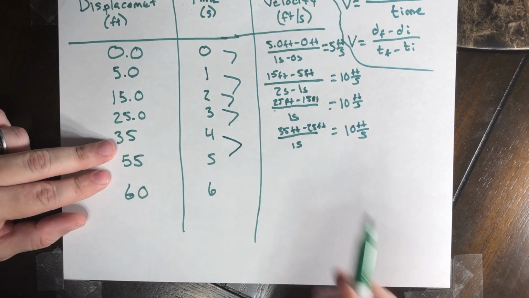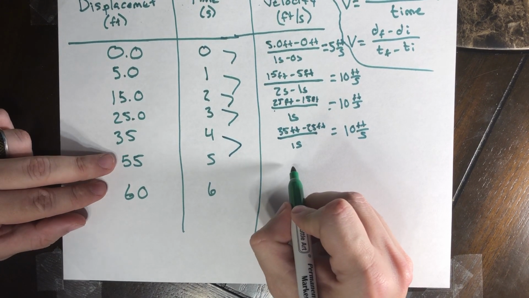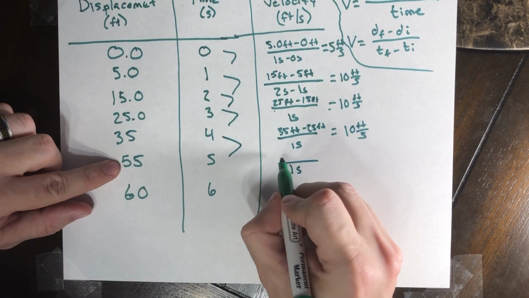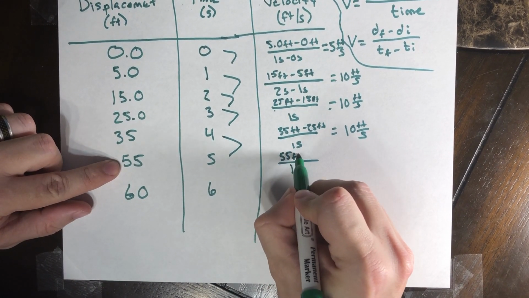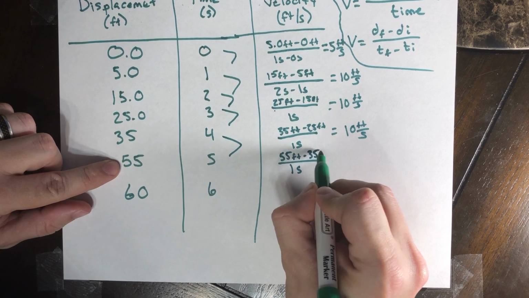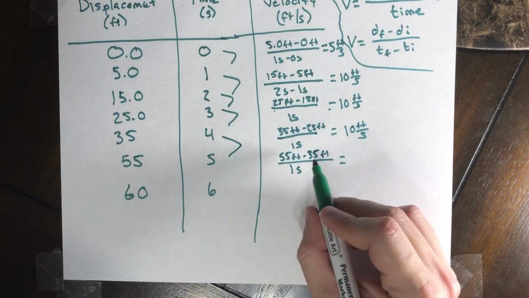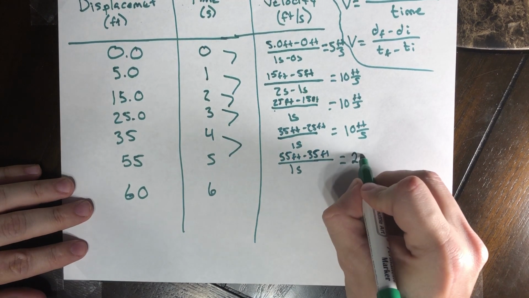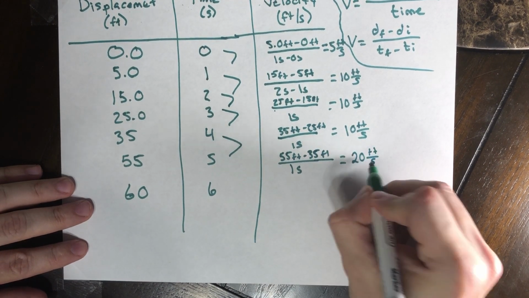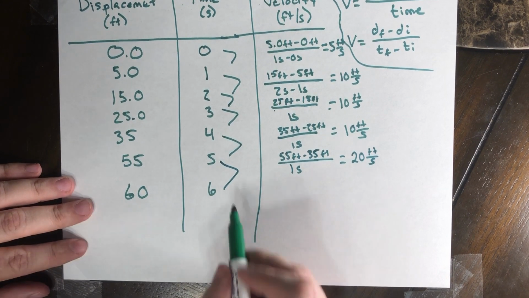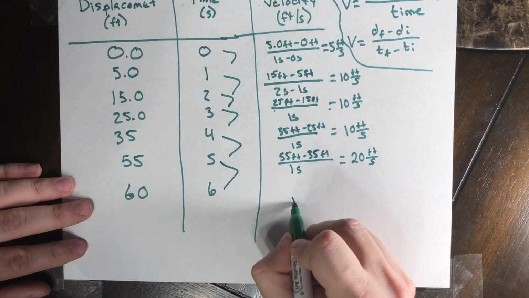So now we've done between 3 and 4. We have to do between 4 and 5. Between 4 and 5, again our bottom is going to be 1 second because 5 seconds minus 4. Now we have 55 feet minus 35 feet. 55 minus 35 is 20 feet over our 1 second, so that's 20 feet per second. We have one more to go. For our 5 to 6 second interval, again we do 6 seconds minus 5 seconds, which gives us our 1 second.